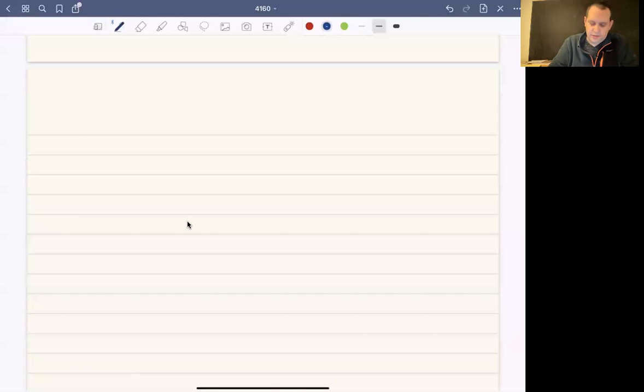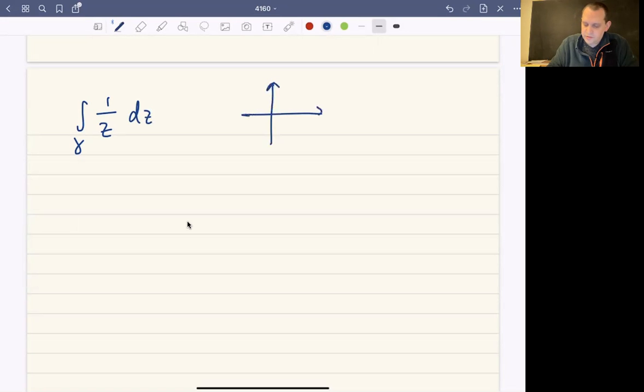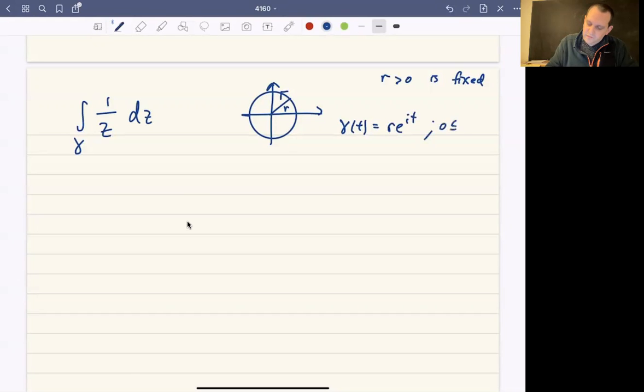So as our next example, I want to evaluate the integral of 1 over z over gamma, where gamma is going to be a circle of radius r centered at the origin. Here r is just some fixed number, so if you want to call it 5 or 7 or whatever, r is fixed. And then gamma is going to be parameterized by the curve gamma of t is r e to the it, and t is going to go from 0 to 2 pi.